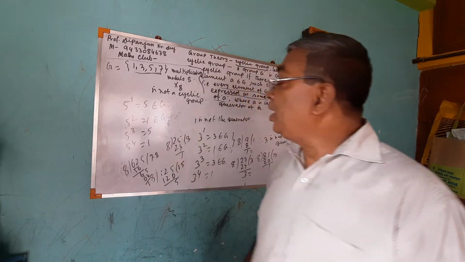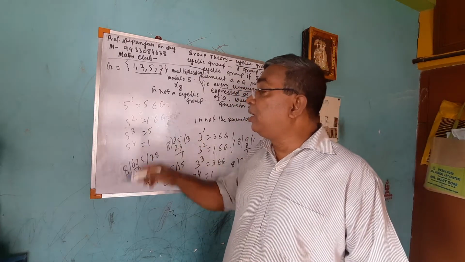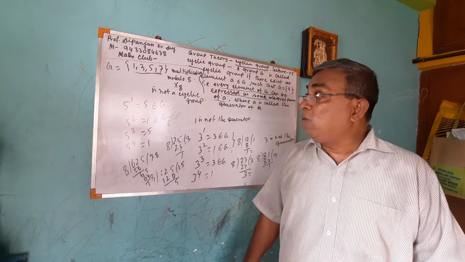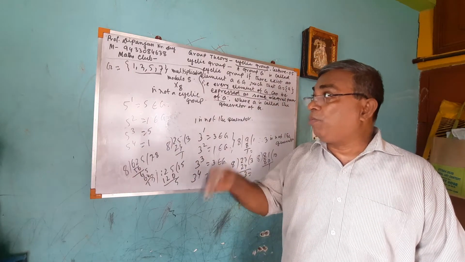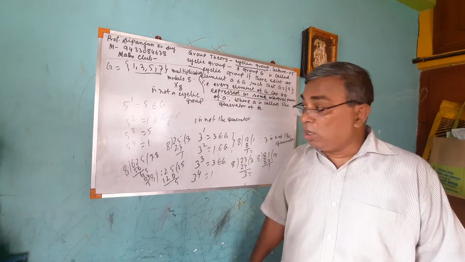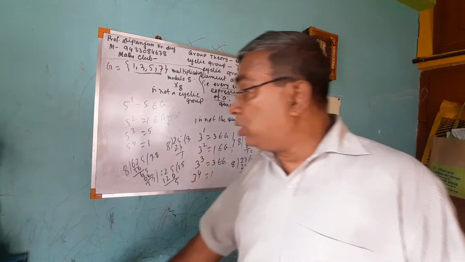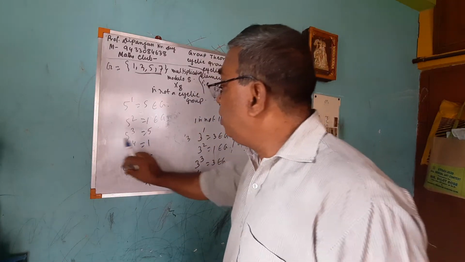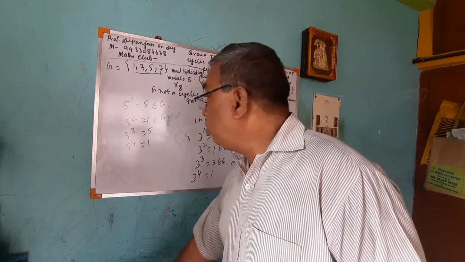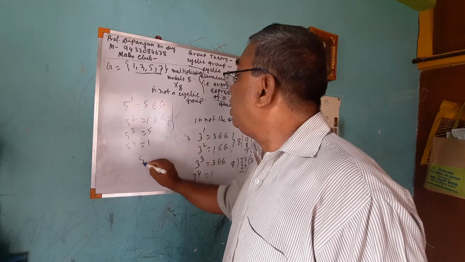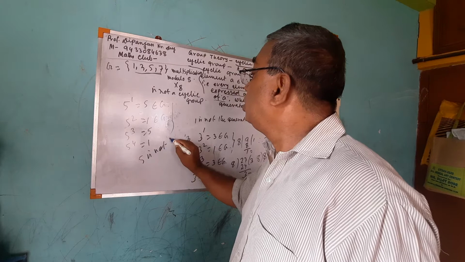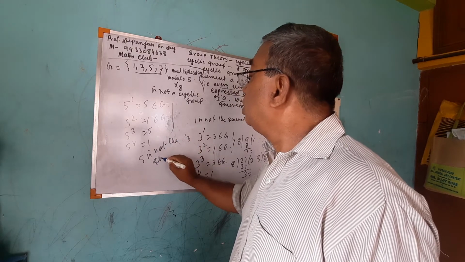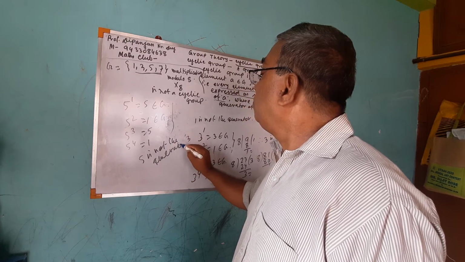So when increasing the power of 5, we are not getting 1, 3, 5, 7. Only 5, 1, 5, 1 we are getting. So we can say 5 is not the generator.